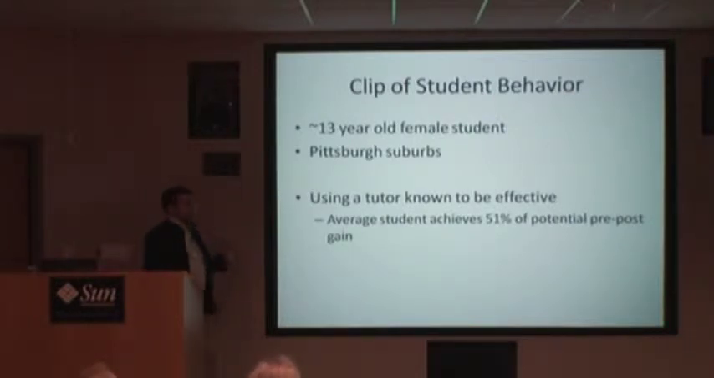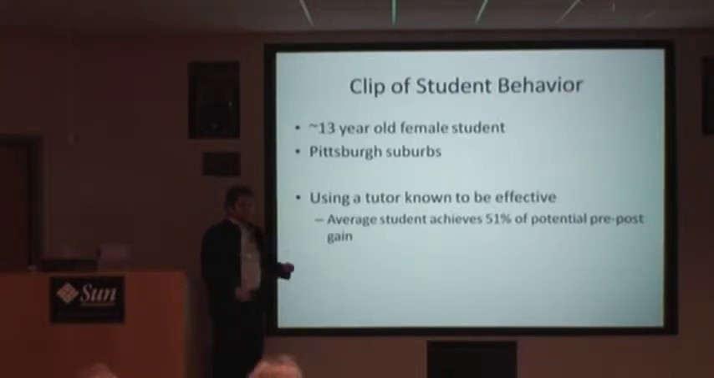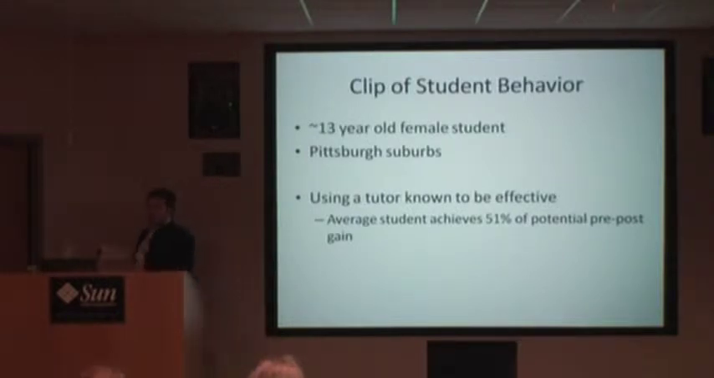And now I'm going to show you a clip of a 13-year-old female student in the Pittsburgh suburbs who was using a cognitive tutor that was, in particular, known to be effective. The average student learns about half of the material, achieving about half the potential pre-post gain from pre-test to post-test, which is actually quite successful.